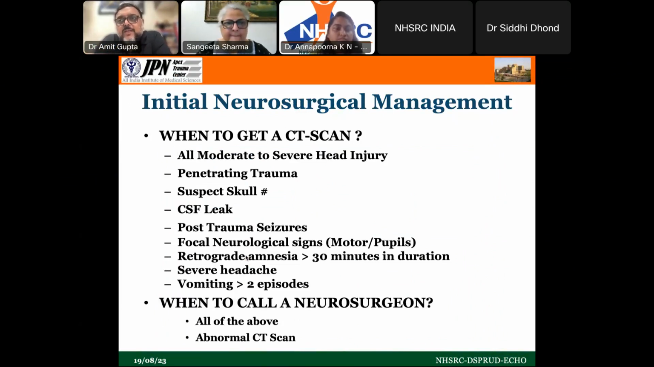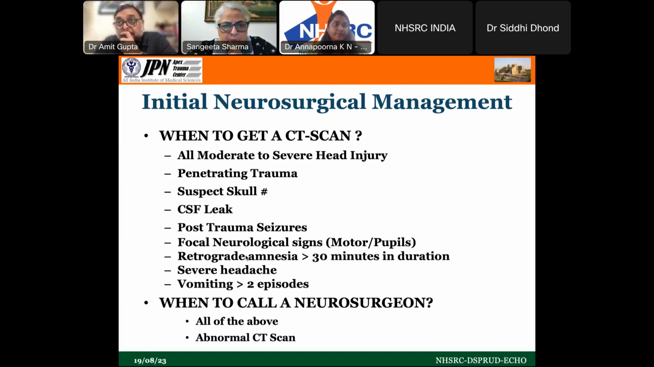If there is a history of penetrating injury, many times bullet injury patients would come, and you suspect that the bullet might have run through or pellets might be there. Any penetrating injury to the head and face area should ideally get a CT scan. When you suspect a skull fracture, that means CSF otorrhea or rhinorrhea, or blood from the nose, blood from the ear, or blood from the base of skull, these are signs of base of skull fracture.